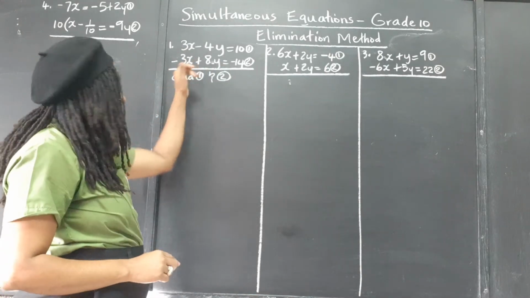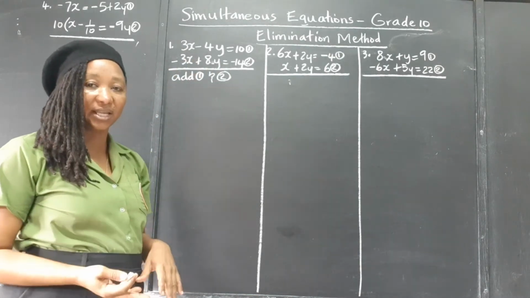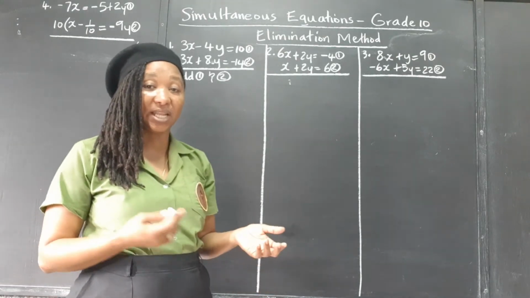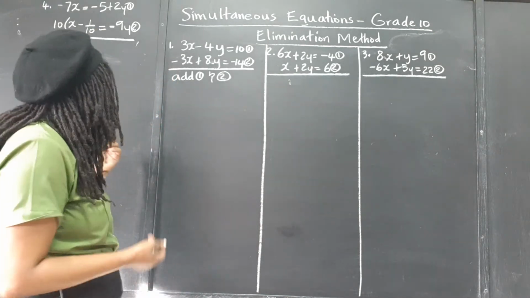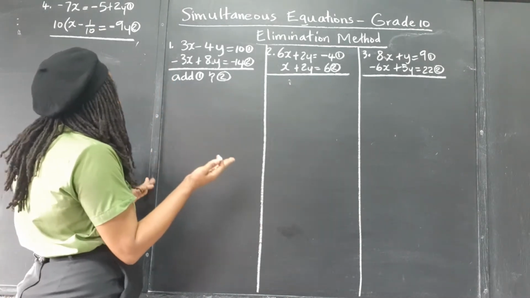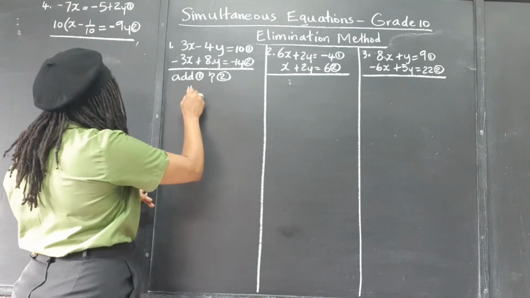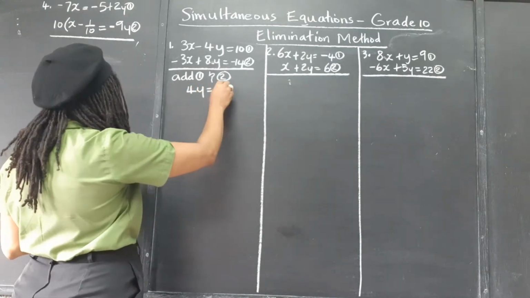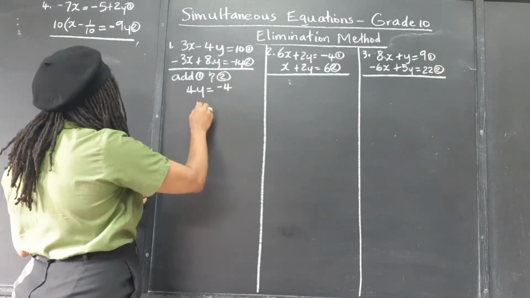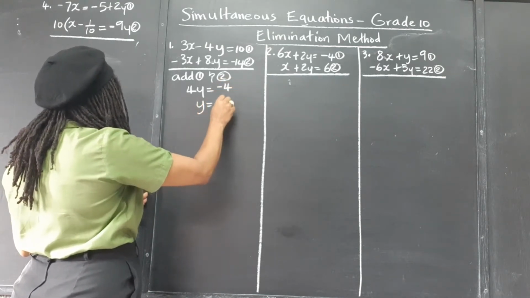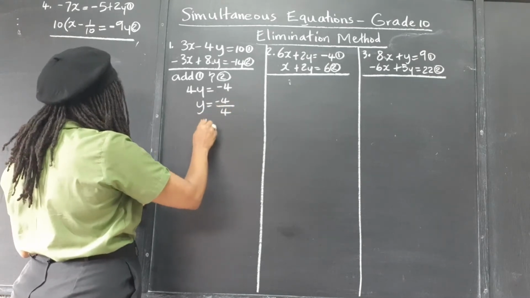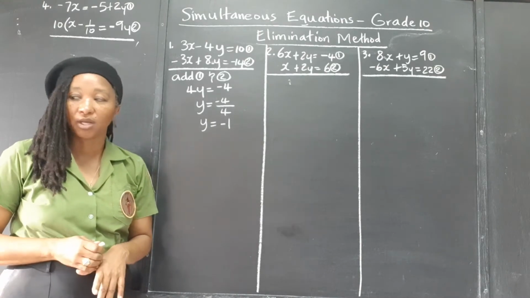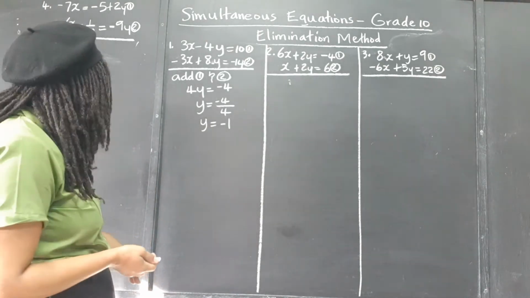When we add these, we get 0. 3 plus negative 3 gives 0, which is what we wanted to do in the first place, to eliminate the x. So now we add negative 4 plus 8, that gives 4y, and 10 plus negative 14 is negative 4. So y is equal to negative 4 divided by 4, which is negative 1. So y is equal to negative 1.